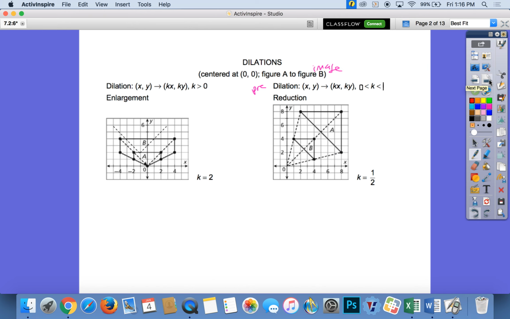This is just something to visualize what we just said. Okay, your enlargement, if I go from my pre-image, which is A, and blow it up, I multiply the coordinates by 2, for example, then you can see it enlarges it. If I start with A as my pre-image, and k is going to be 1/2, less than 1, but greater than 0, what it's going to do is it's going to shrink it. It's going to take all those coordinates and cut them in half.